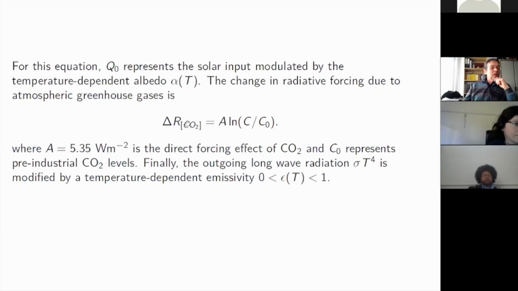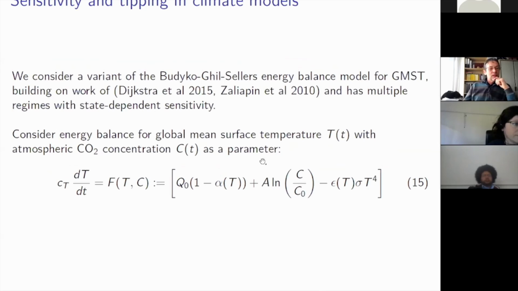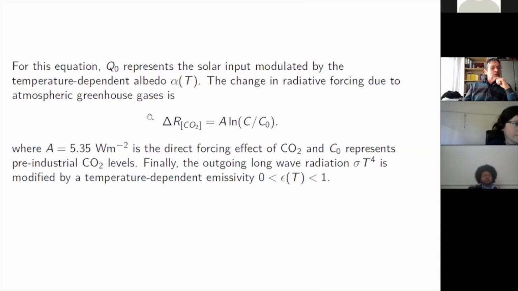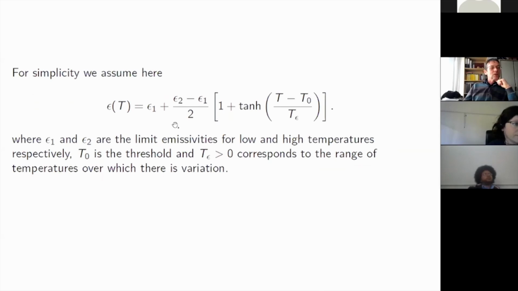So if we consider this here as being the forcing term, that's where our delta R CO2 comes in, and various assumptions on the albedo. We're going to assume there's a shift in albedo. So the typical sort of thing: we've got a shift in emissivity and a shift in albedo.